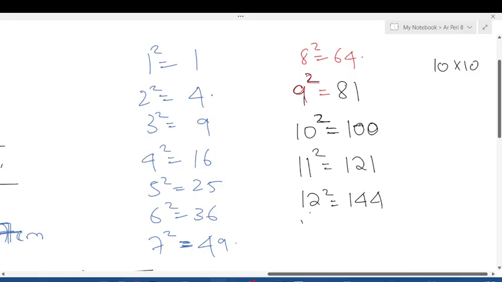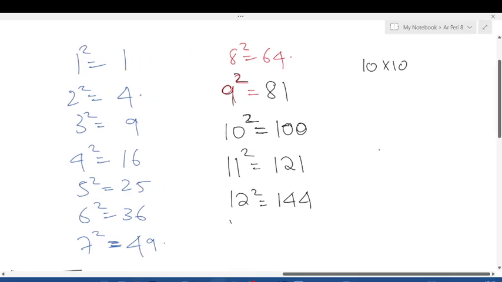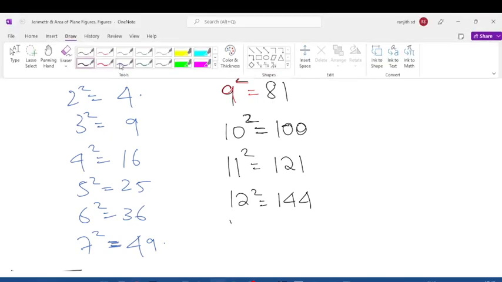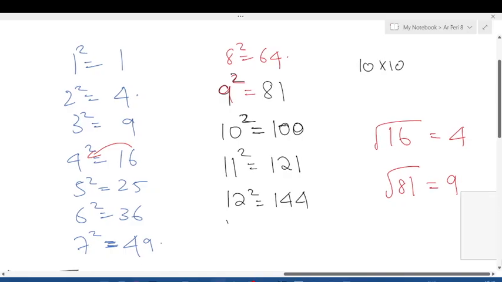Okay, make a note of this. 10 square, 11 square, 12 square. For homework, I want you all to go through this. And I'll ask you all in reverse order. If I ask the square root of 16, what's the value? You all should tell me the answer as 4. Look here, 4. Okay, what's the square root of 81? 9. 9 nines are 81.